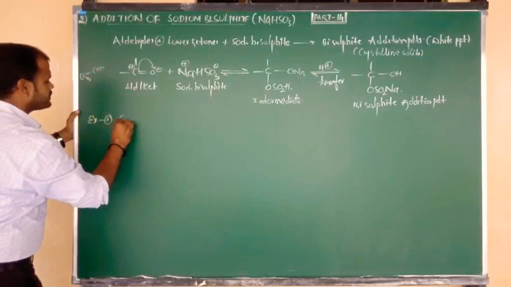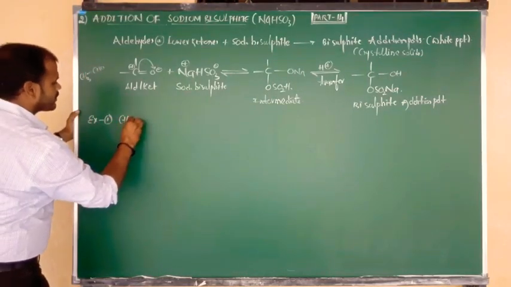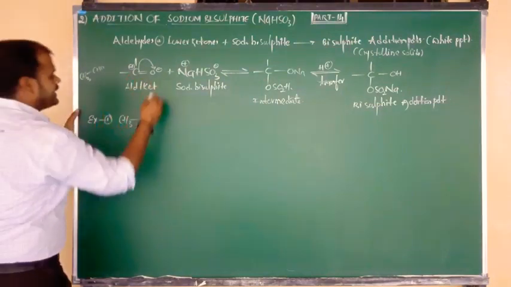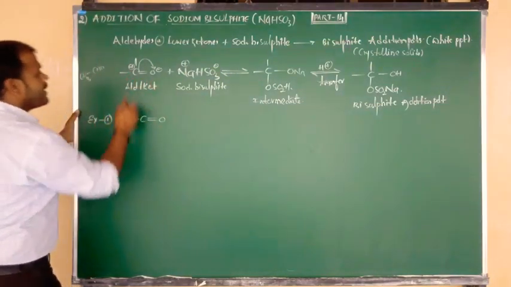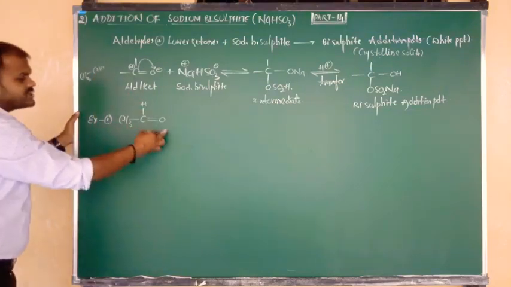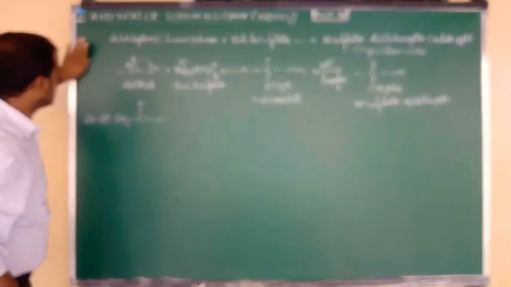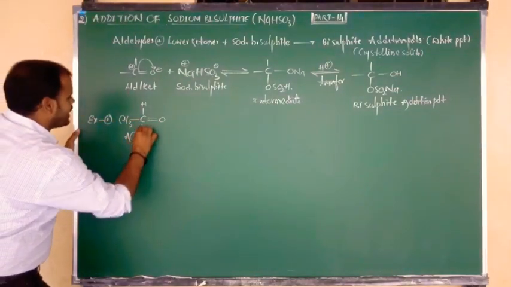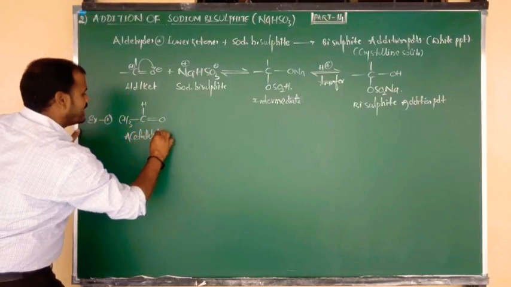CH3 group. CH3 connected to C double bond O. Above plane it contains a hydrogen atom. So CH3 bond CHO, and also we can say CH3 bond C double bond OH. So the name of this compound is aldehyde. Which aldehyde, beta? Acetaldehyde.